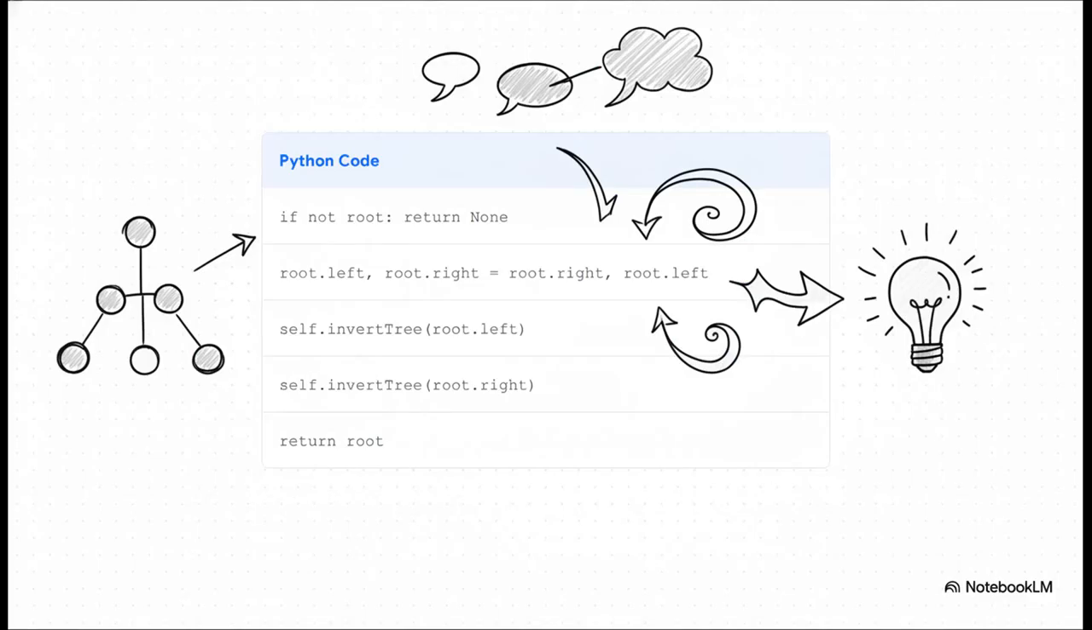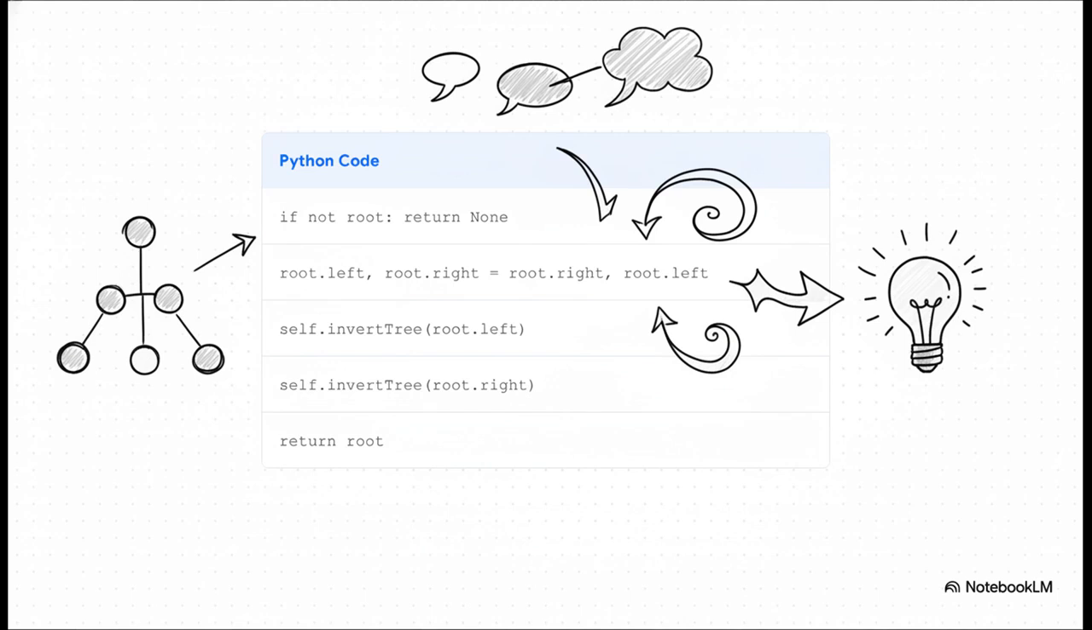And here is the final payoff. 5 elegant lines of Python code that serve as the inevitable simple conclusion to our entire Socratic dialogue. We check if not root, we execute the super clean Pythonic one-line swap for left and right, we call the function recursively on the left and right, and we finally return the root. It feels effortless, right? And that's because we systematically eliminated every single assumption that could have made it complicated in the first place.